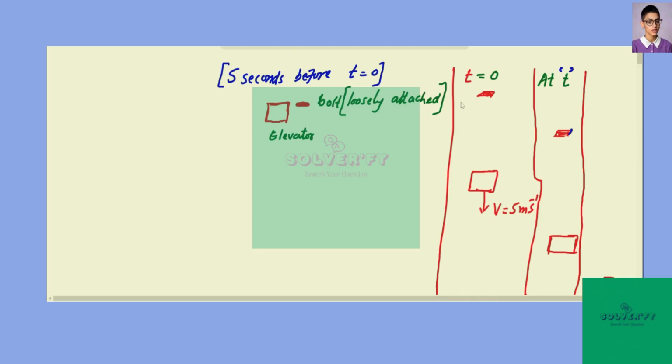We are given in the problem that the bolt starts to fall 5 seconds after the elevator passes through it. Here first we will assume that at t equal to 0 the bolt starts to fall, and we will also assume that at t equal to 0 the position of the bolt is at y equal to 0.